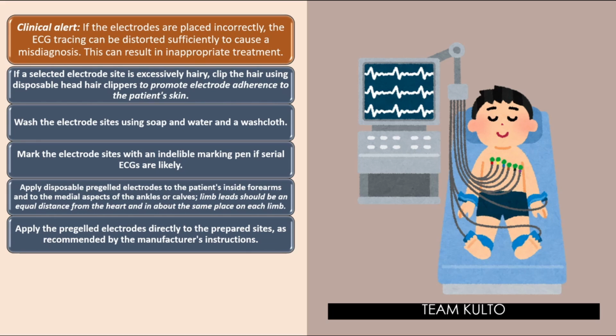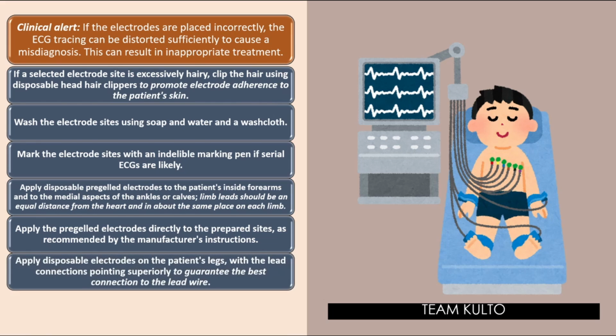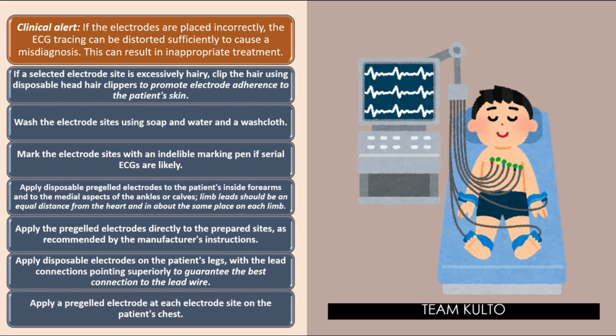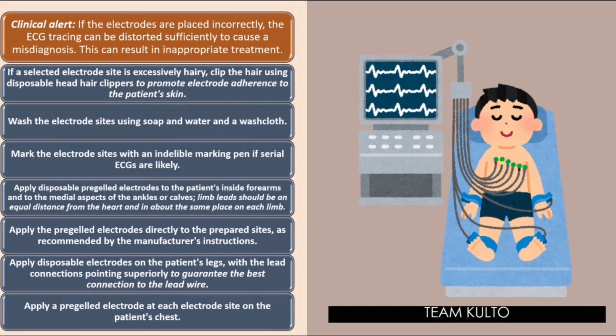Importante rin na alam mo kung ano yung brand ng ECG nyo sa hospital o sa area mo at kung paano yung nagpa-function. Different manufacturers kasi have different instructions. Different products or machines have different instructions. Depends on the manufacturer. Next, apply disposable electrodes on the patient's legs with the lead connections pointing superiorly to guarantee the best connection to the lead wire. Next, apply a pre-drilled electrode at each electrode site on the patient's chest.